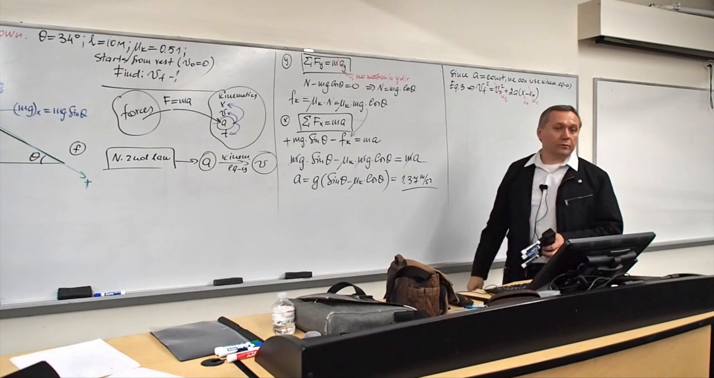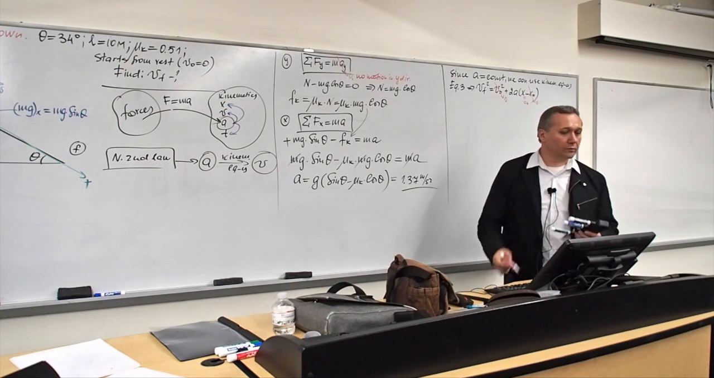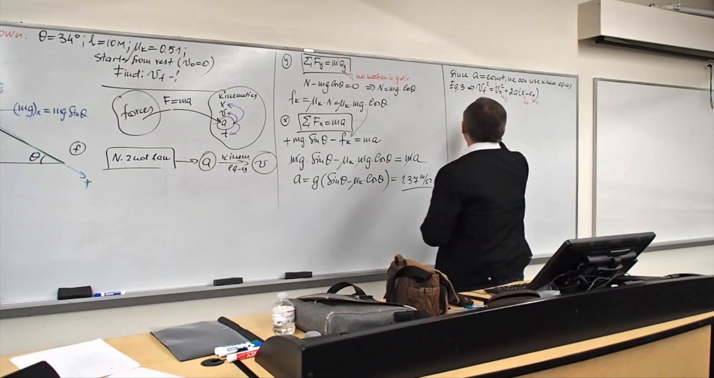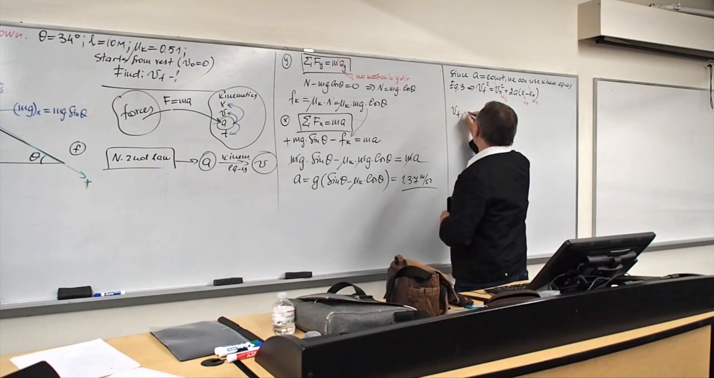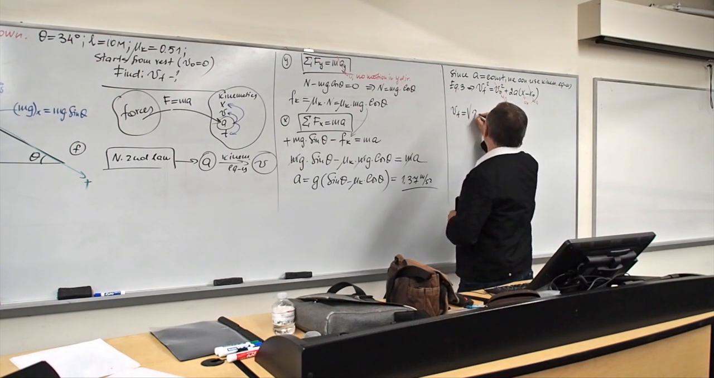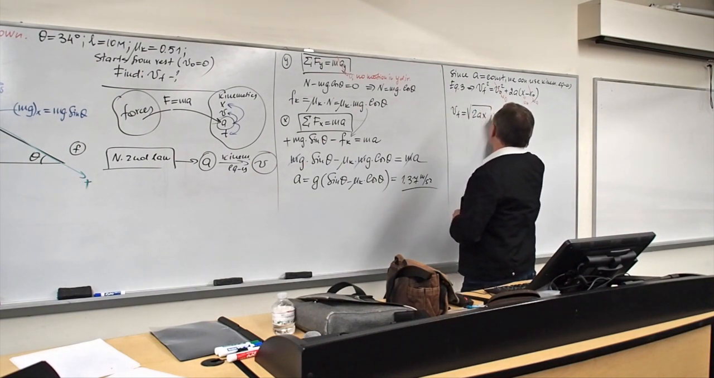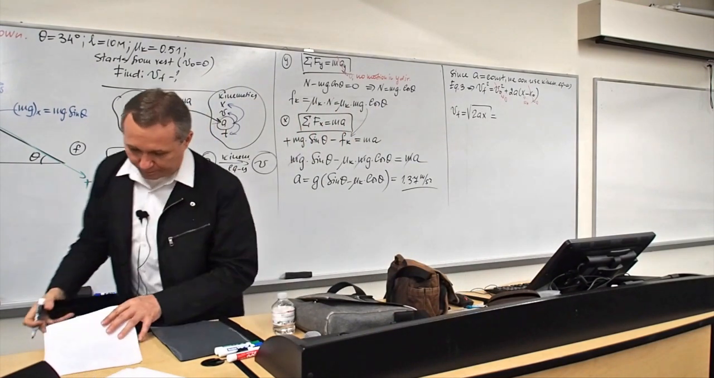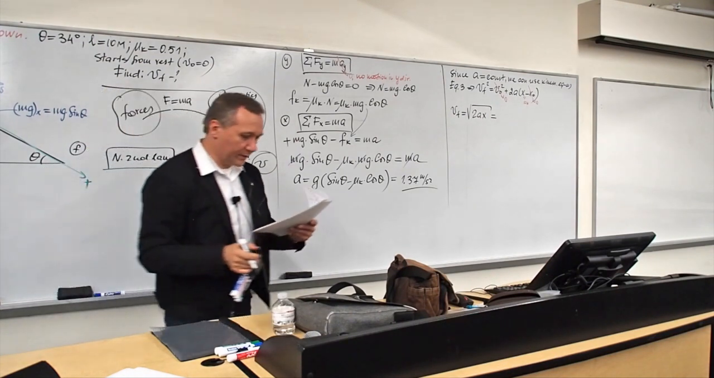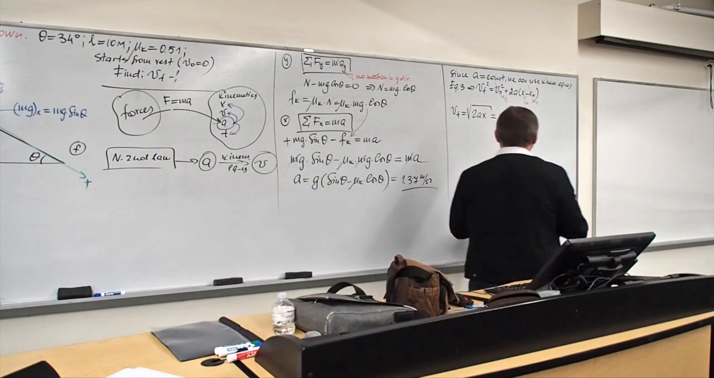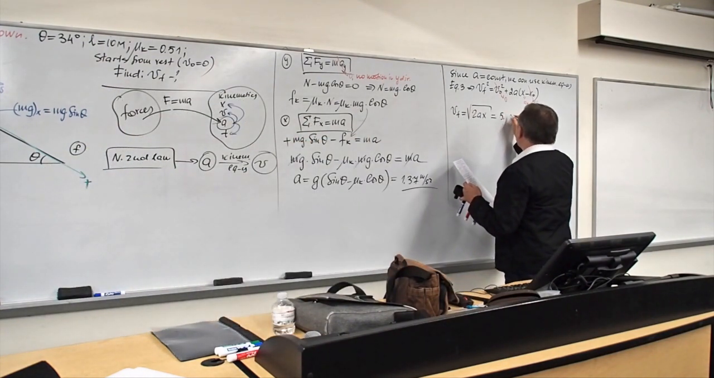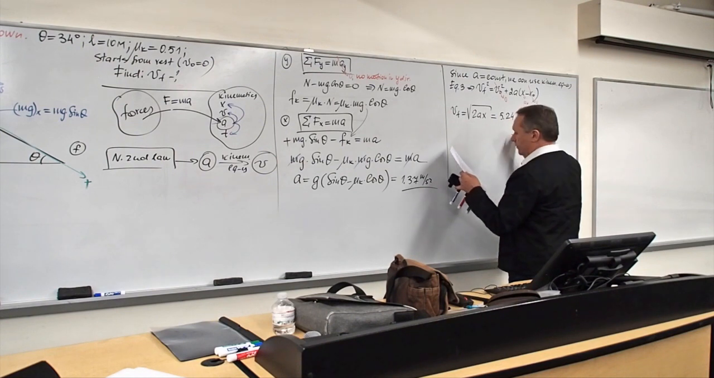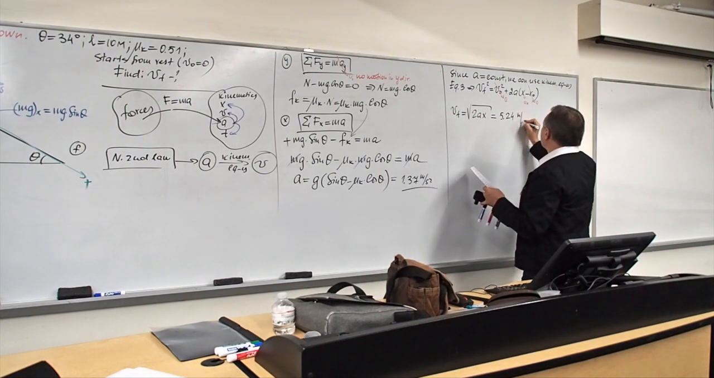Acceleration we just found. One unknown, the velocity, so we can easily determine it. V final equals the square root of 2ax. If you plug it in, you will get 5.2 meters per second, with three significant figures.